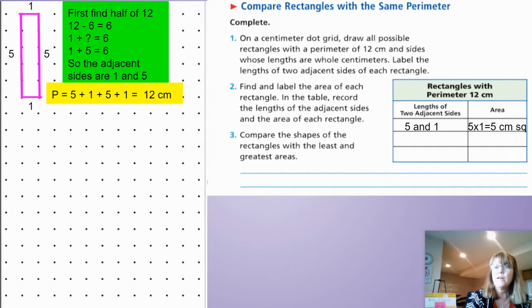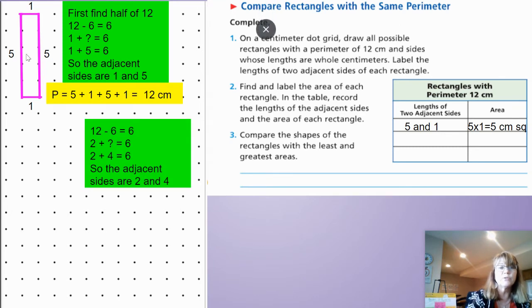How can I do another adjacent side? Well, we know half of 12 is 6. What's another way we can make 6? Let's make it with 2. So 2 plus what is 6? 2 plus 4 is 6. So the adjacent sides now are going to be 2 and 4. So let's draw in that figure.